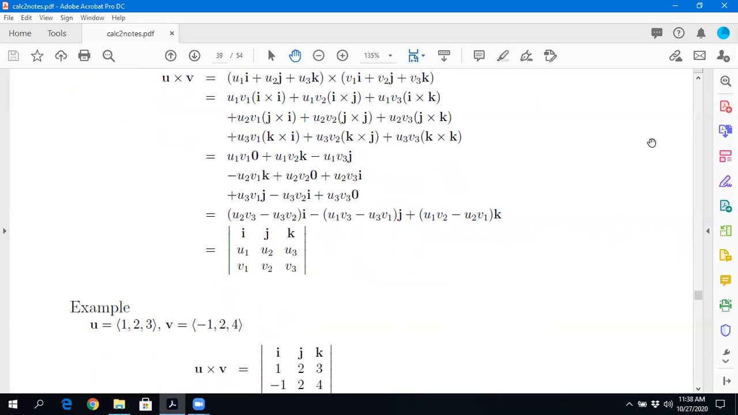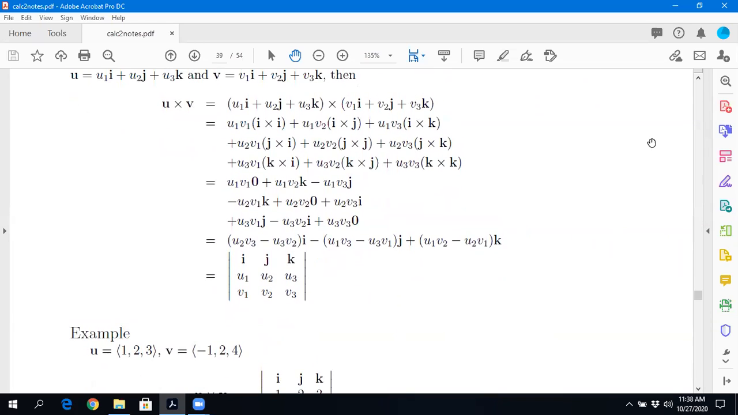Okay. So u equals 1, 2, 3, v equals -1, 2, 4. I'm going to write these up here. U equals 1, 2, 3, v equals -1, 2, 4. Okay, what is u cross v going to be?